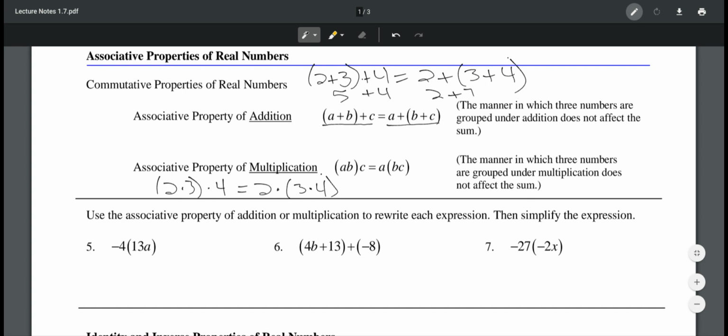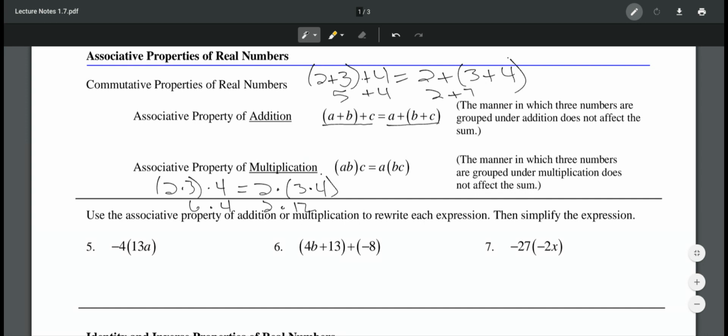Both of these will equal the same thing. 2 times 3 is 6, times 4 is 24, and 3 times 2 is 12, and 2 times 12 is also 24. So notice that I still have the same order, 2, 3, 4 on the left and 2, 3, 4 on the right. The only difference is the parentheses moved.